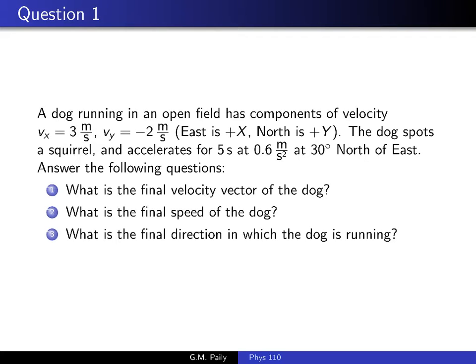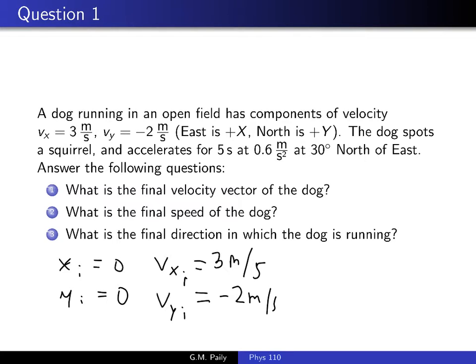Whenever dealing with any kinematics problem, whether 1D, 2D, or 3D, first start by listing your knowns and unknowns. Here we can put x initial is equal to 0, y initial is equal to 0, vx initial is equal to 3 meters per second, vy initial is equal to negative 2 meters per second. What we need now are the x and y accelerations.